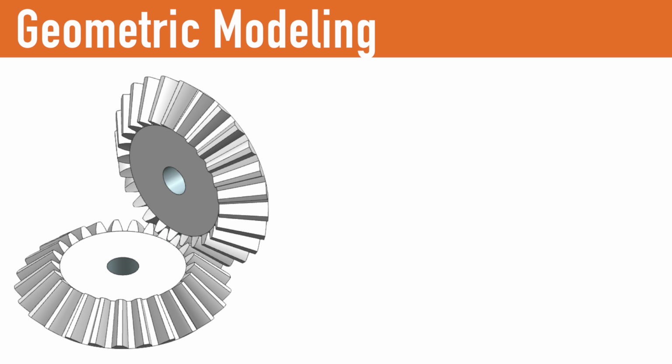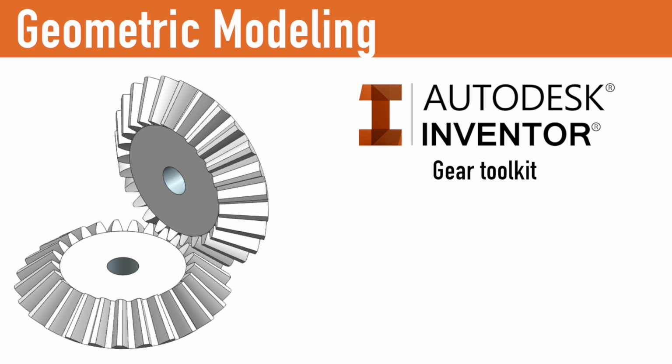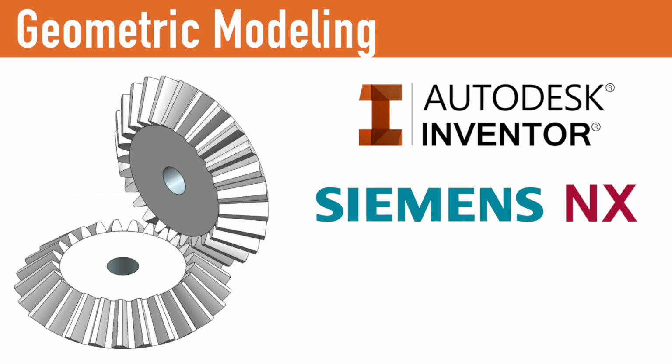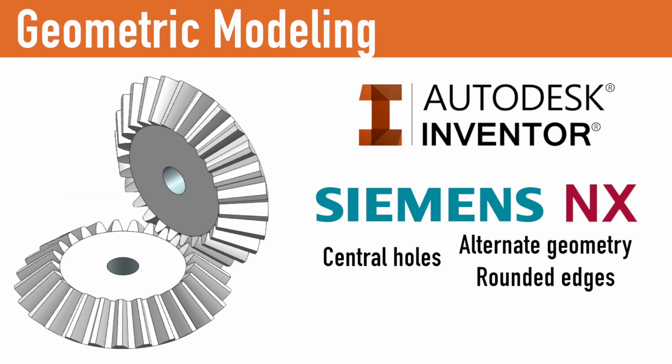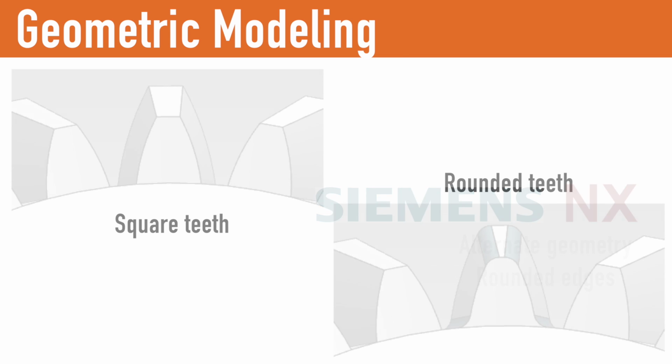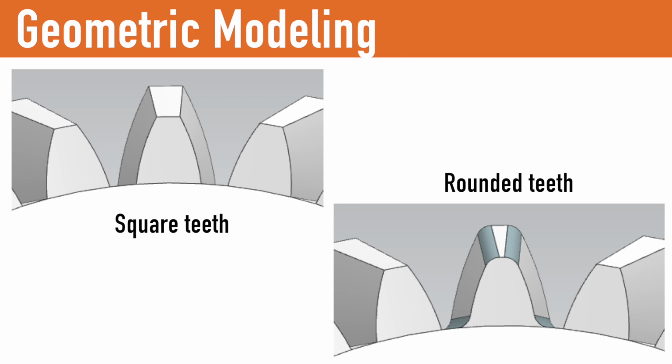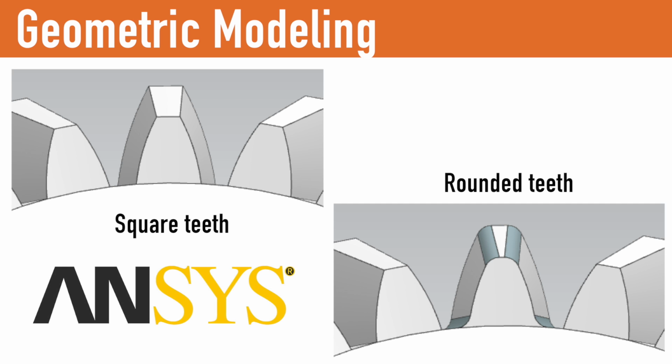To create the part, we used a gearbox toolkit in Autodesk Inventor and imported the geometry into NX for further modifications. In NX, we added center holes to mount on the virtual shafts, and we added radius edge blends between two of the teeth to change the stress concentrations. These two different part files, one with square teeth and one with rounded teeth, were then imported into ANSYS for stress analysis.